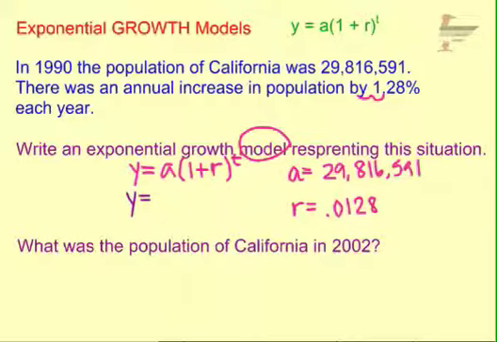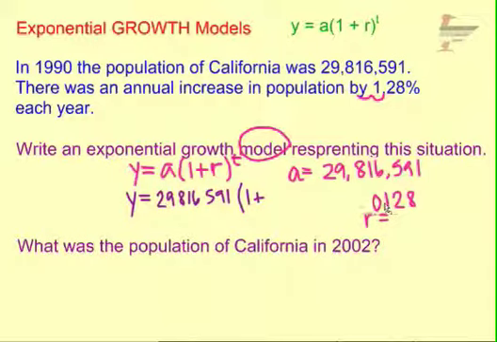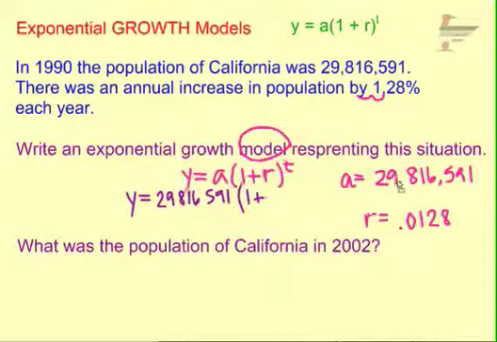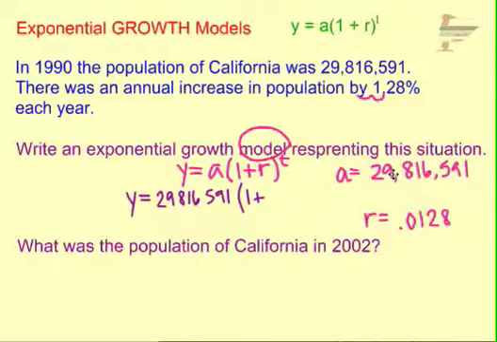Y equals that huge number, 29,816,591. Of course, I didn't leave myself room, times 1 plus, let me see if I can move those over. Okay. 1 plus the 0.0128 raised to the t power.